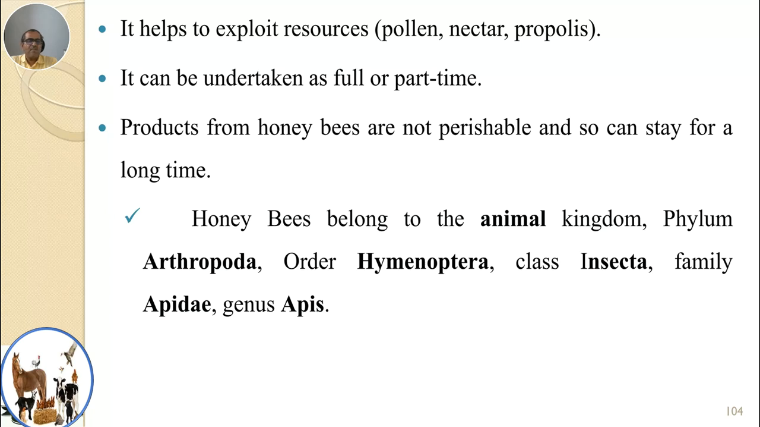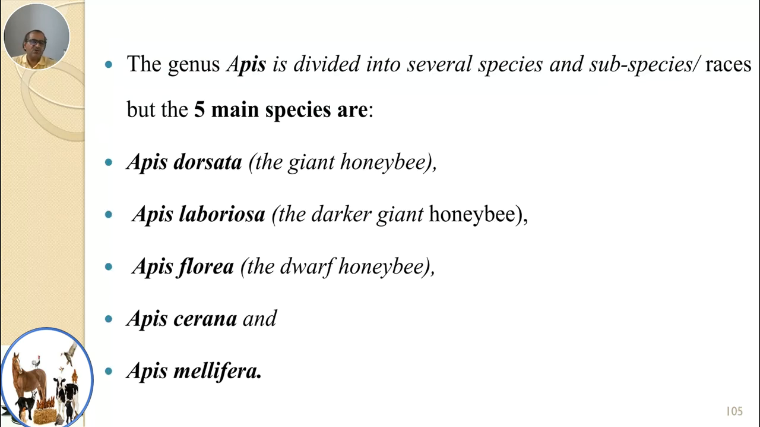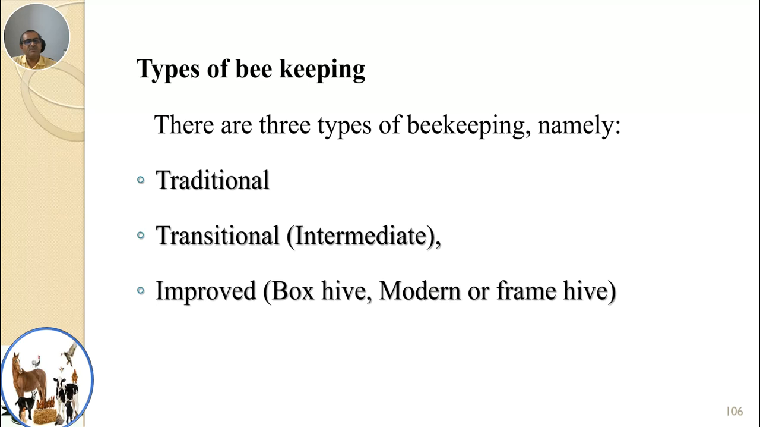So honey beekeeping is full or part time, and many people are rearing bees. Coming to the animal kingdom: phylum Arthropoda, class Insecta, order Hymenoptera, family Apidae, genus Apis, or Apis mellifera, etc. So let us not go deep into this particular thing. There are different types of them.